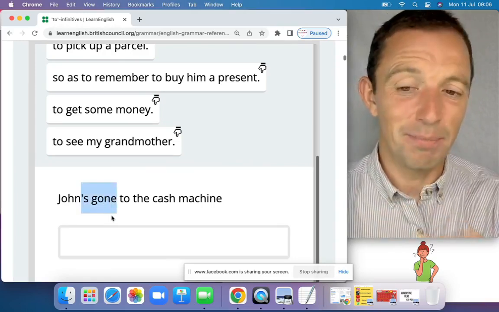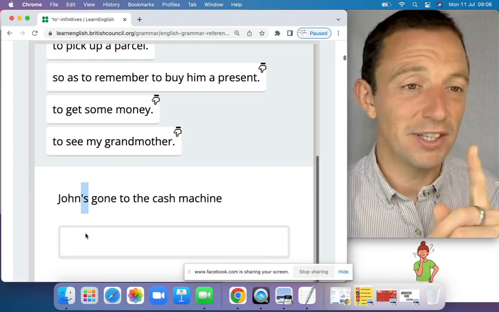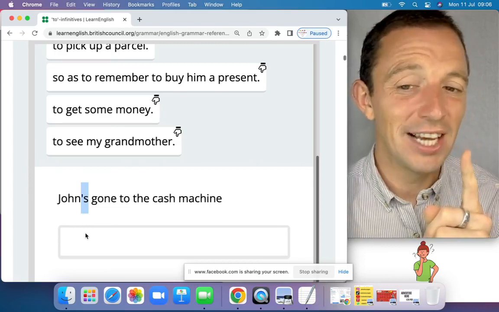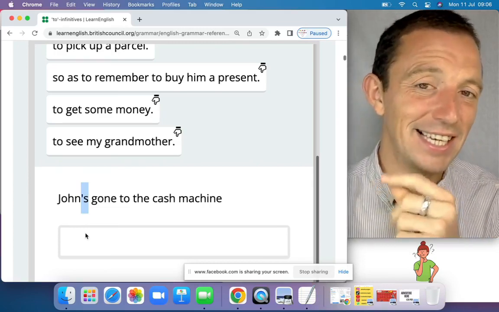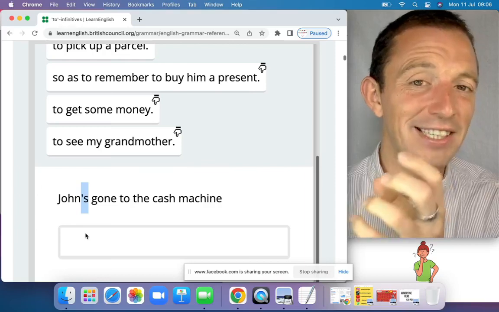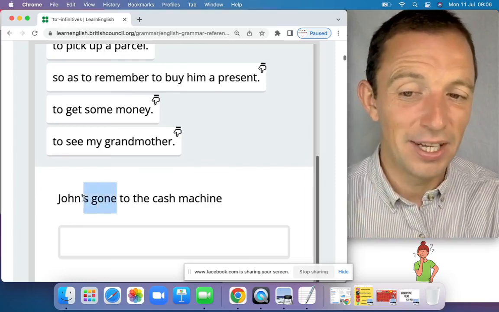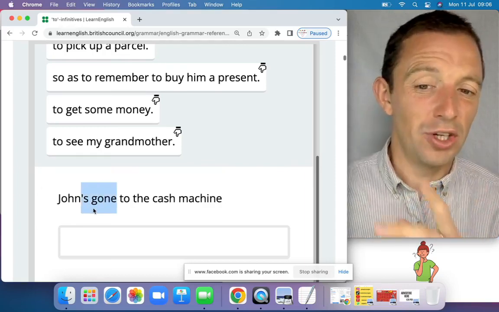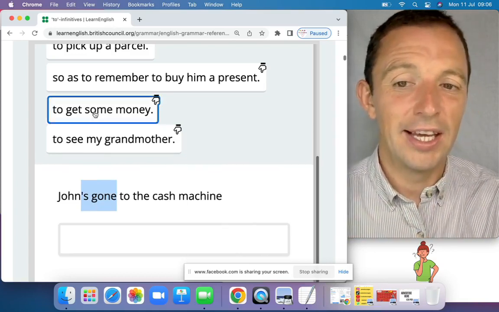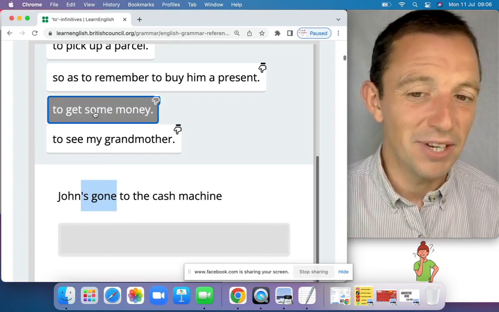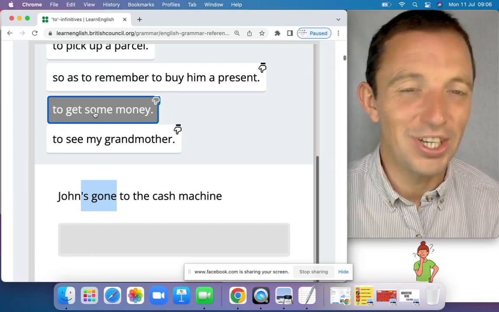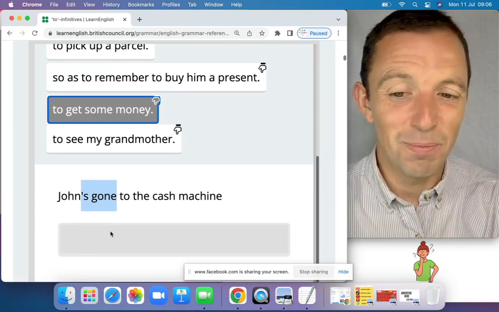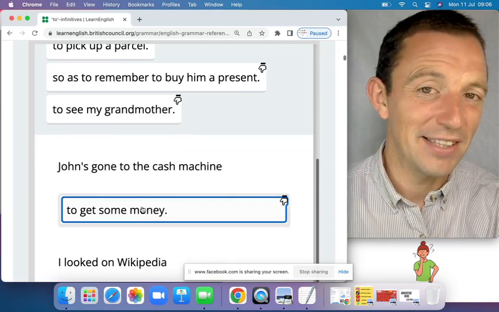So the first context: John has gone. This is the present perfect. Therefore, there are 2 possibilities: the verb to be, John is, or John has. In this case, it's the second option, has, because it's the participle. John has gone to the cash machine to get some money. That's very easy. You go to the cash machine to obtain some money. That must be the answer.